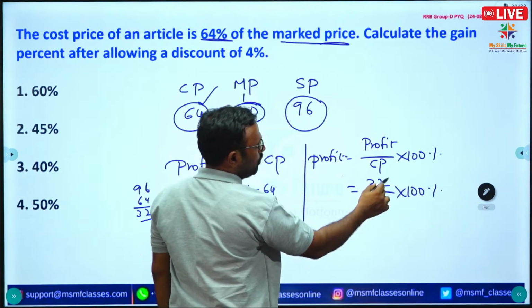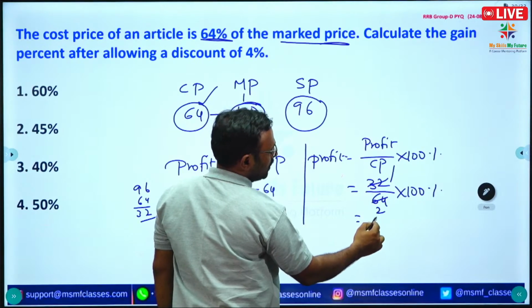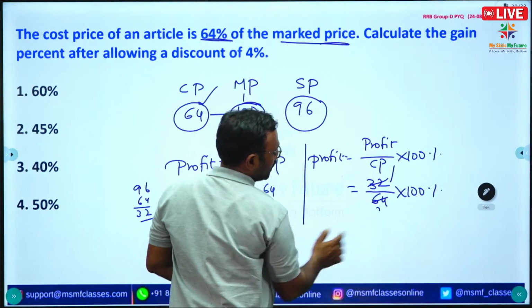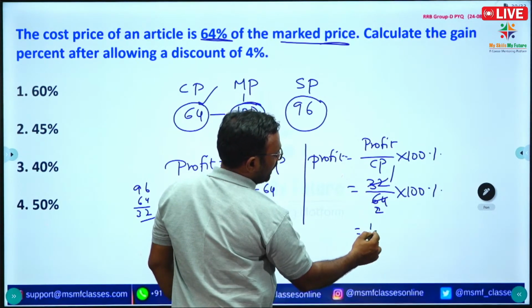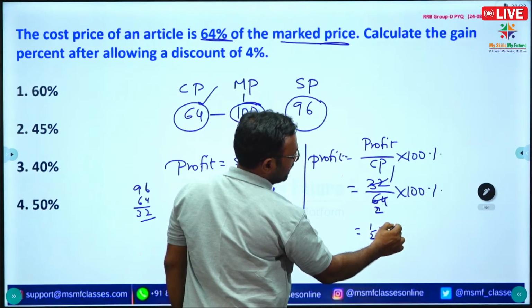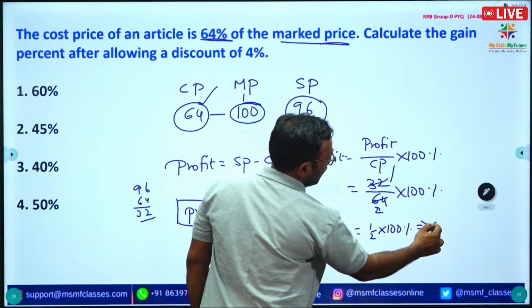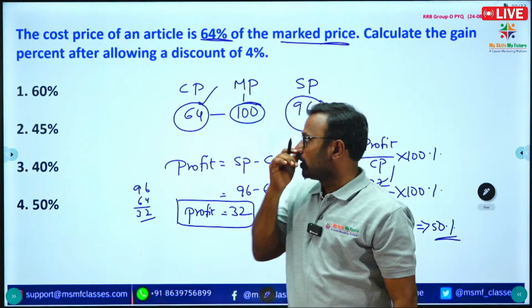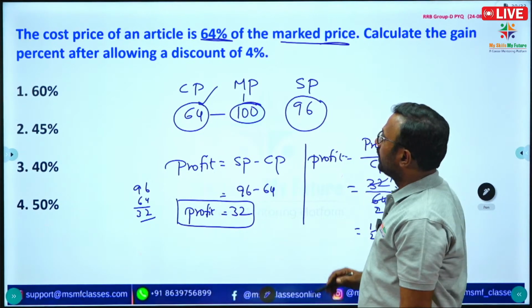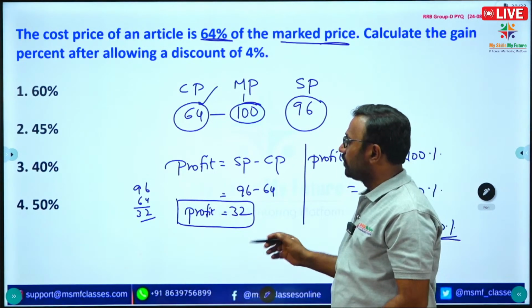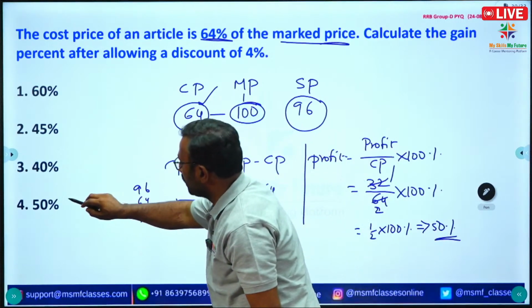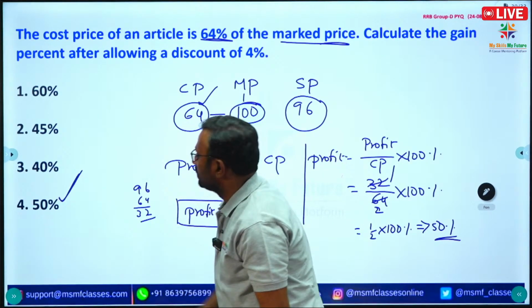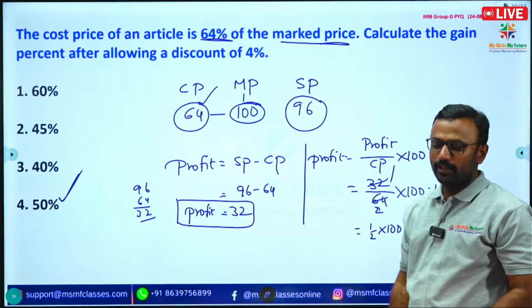So 32 ones are 32, 32 twos are 64. So see here, 1 by 2 into 100%, that is 50% profit. So according to the question, the profit percentage after giving a 4% discount on market price is 50%. So this is the answer, 50%. Right. Next question.